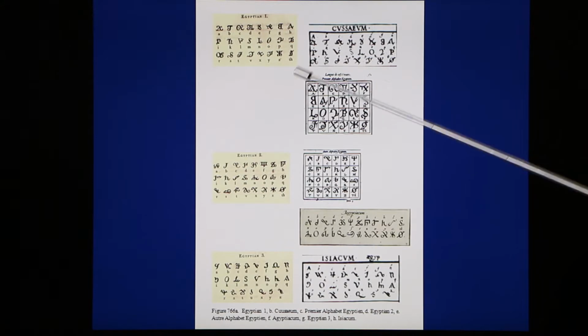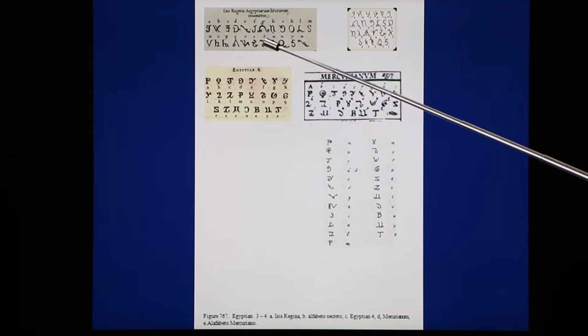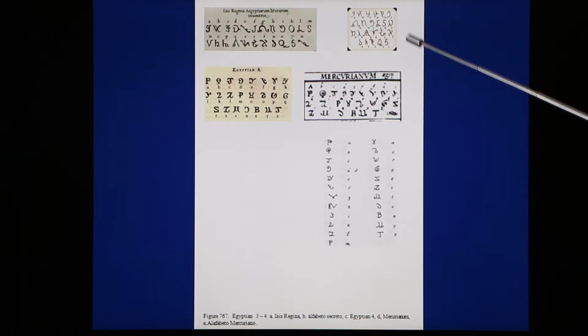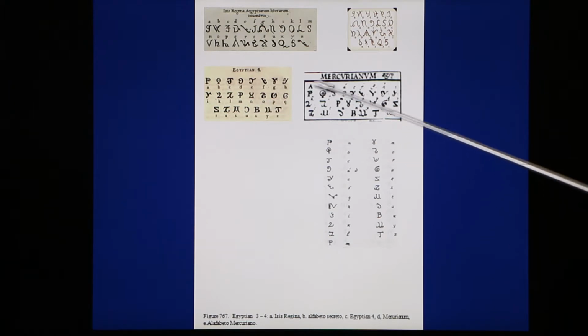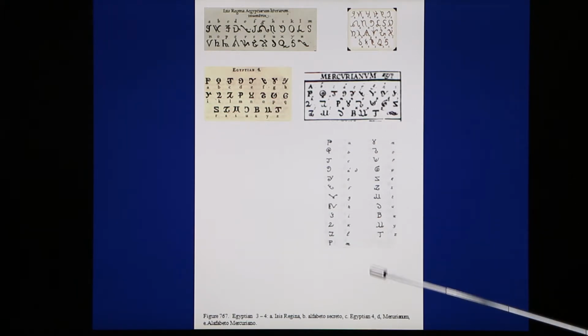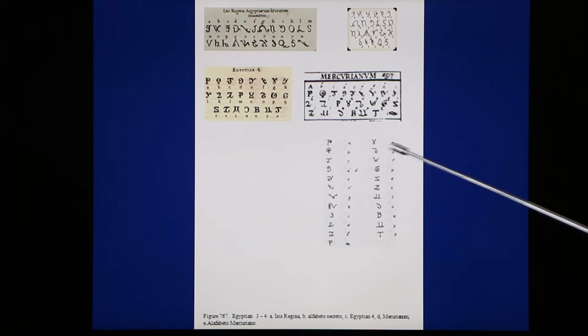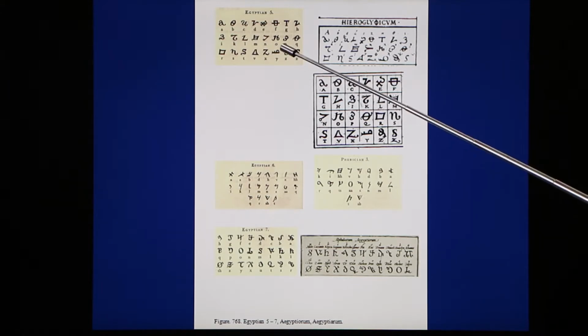Then Egyptian, oh sorry, we had that. And then here are other versions. Egyptian 4 is Mercurianum, which I show you here in an other version. Or it's called Mercuriano here, but it's the same. And Egyptian 5 is Hieroglyphicum.